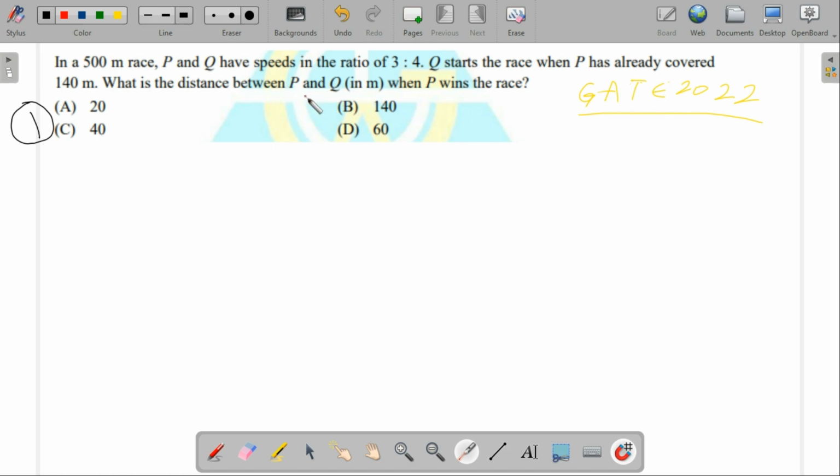So we need to find the distance between P and Q when P wins the race. So P has completed the race. Now we need to find the distance between P and Q. So let's try to put it in the form of a diagram so that we can understand it much more clearly.